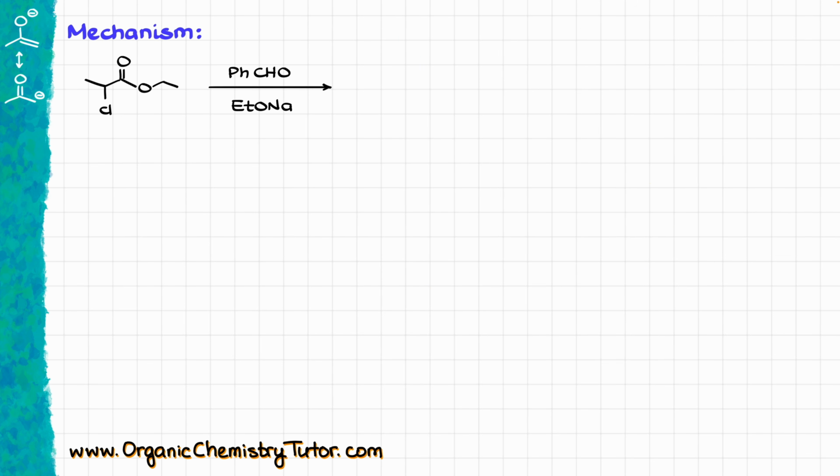So to show the mechanism, I'm going to start by redrawing my starting materials, and the very first thing that we are going to see happening here is the enolization of our carbonyl. This alpha position that we have right next to our carbonyl, and the corresponding proton on that, is fairly acidic due to the presence of the chlorine on that position, so the base that we are using here, ethoxide, can easily come in and deprotonate that position like so, giving us the corresponding enolate intermediate.